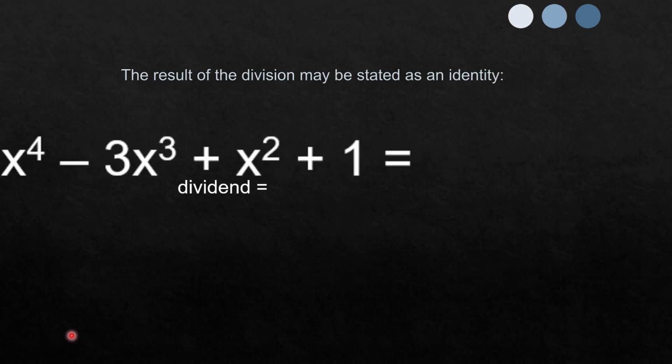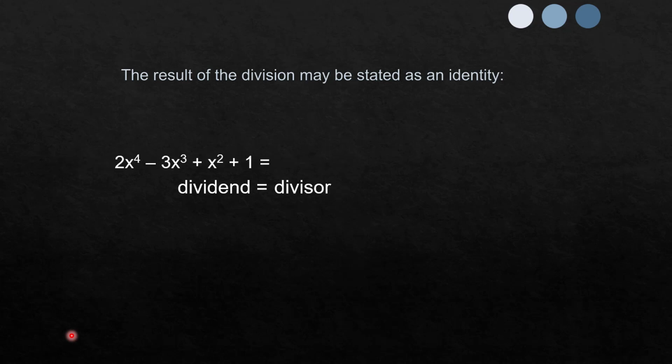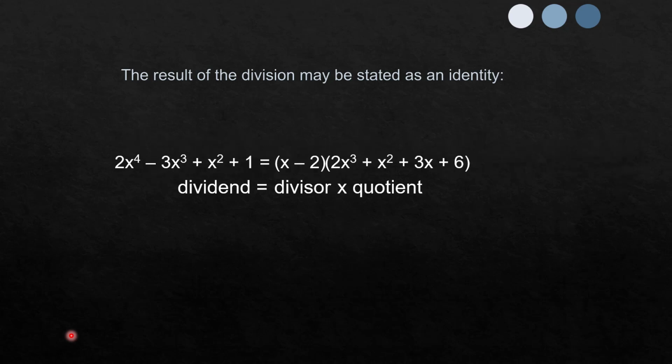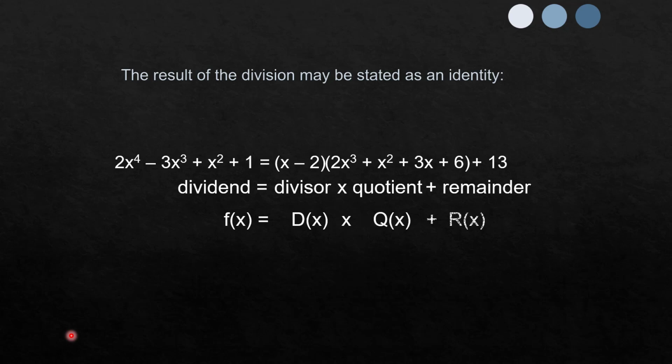Before that, let's check some notes first. The result of the division may be stated as an identity. Dividend, which is the function, equals the divisor. In here, the divisor is x minus 2, multiplied with the quotient. In here, we have the result of the division 2x cubed plus x squared plus 3x plus 6, and added by the remainder. In here, the remainder is 13. Usually, we abbreviate it as f(x) equals d(x) times q(x) plus r.